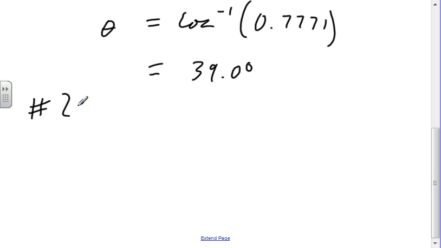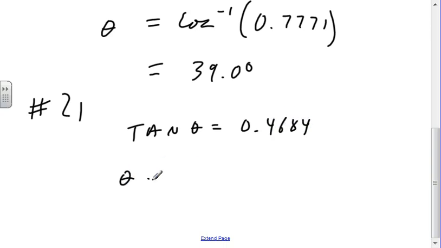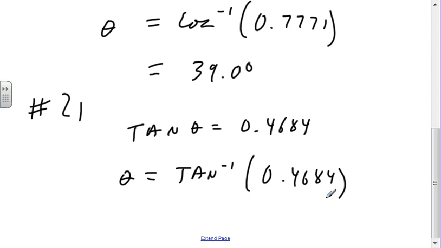Number 21, got the tangent of theta 0.4684. Theta is the arc tangent 0.4684, 25.1 degrees.